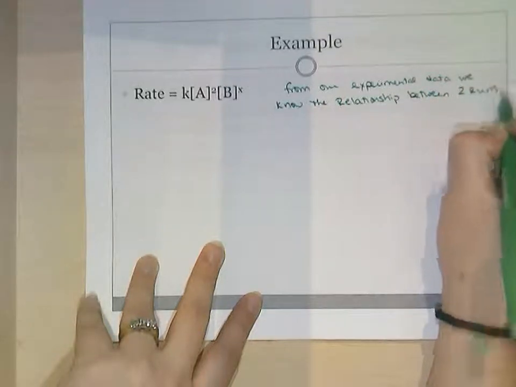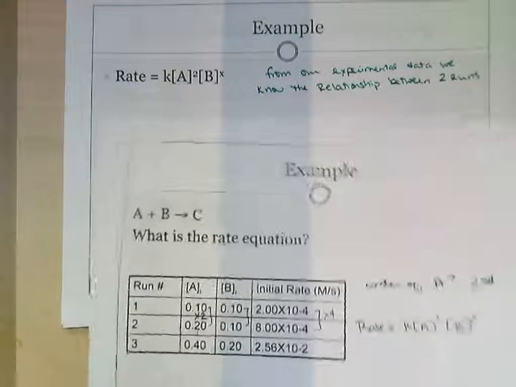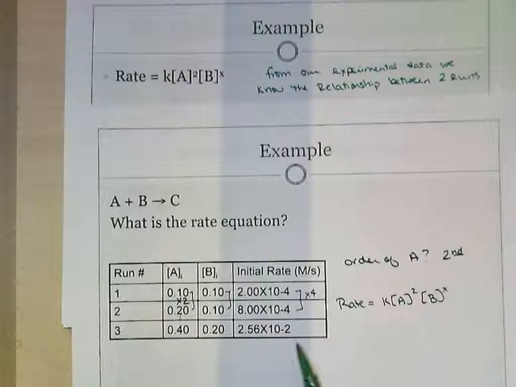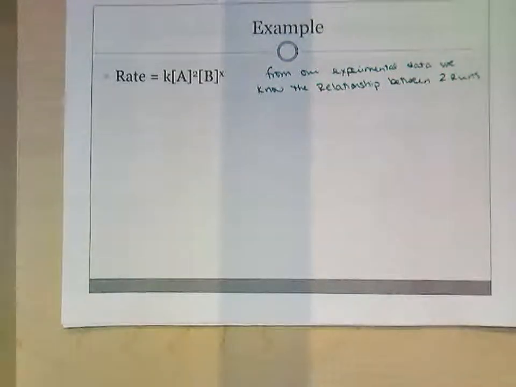All right, from our experimental data, we definitely know the relationship between 2 different sets of runs, right? I definitely know what the rate is between 2 runs, and I know all the concentrations. What do we know about the rate constant for any one of these runs? Is the rate constant going to change, or is the rate constant going to be a constant? It should be a constant. That is super helpful, because now I can say this.